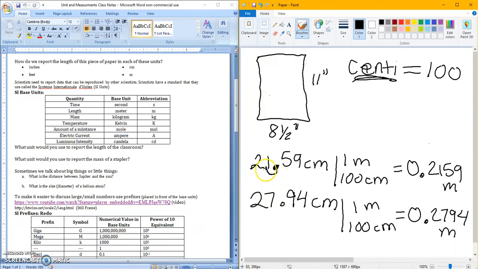However, because it's based off of a 10 system, I can also take my decimal place, and I can move the decimal place over 2 spots, because there are 2 zeros in 100, and it gives me the same answer. So whenever you're dealing with the metric system, you can do it two ways. You can either do it using the proportion, like we learned for inches and feet, or you can do it by moving the decimal place, whichever one is easier for you.